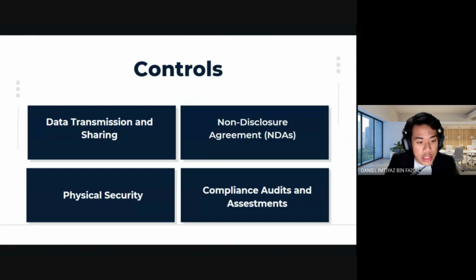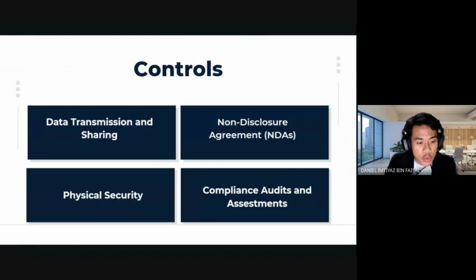Next one is non-disclosure agreements, NDA. Non-disclosure agreements require employees, contractors, and third-party vendors to sign NDAs to protect confidential information they have access to. And then NDA training and enforcement: provide training on the importance of NDAs and enforce compliance with the terms of the agreements. Next is physical security. It implements physical security measures such as locked cabinets or access-controlled rooms to protect physical documents or storage media containing confidential information.